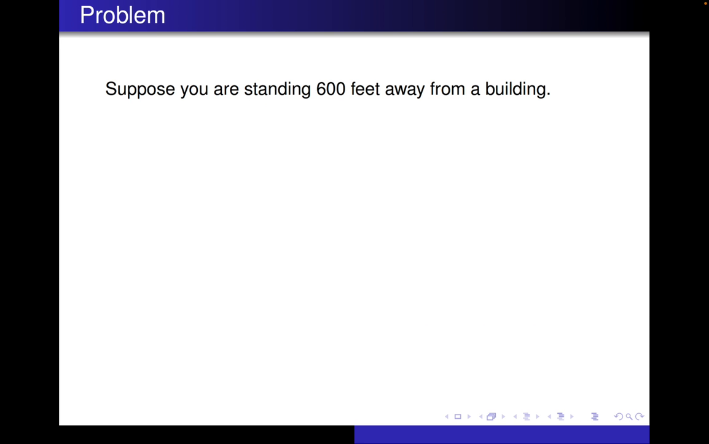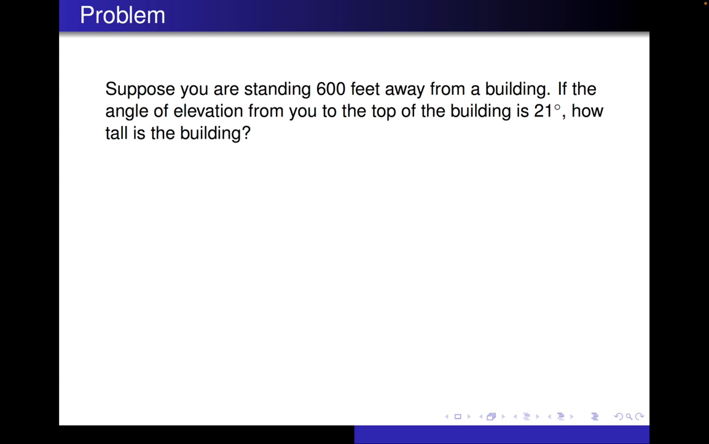All right, so here's the problem we're going to work on. Suppose you're standing 600 feet away from a building, and the angle of elevation from you, from the bottom of your feet to the top of the building, is 21 degrees. The question is, how tall is the building?